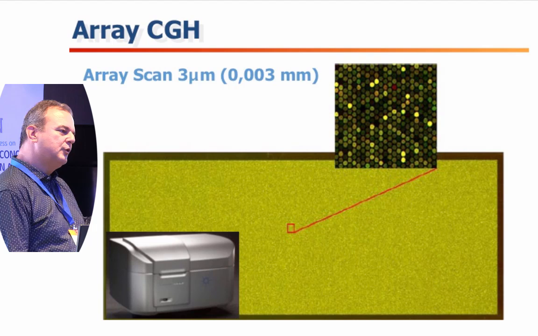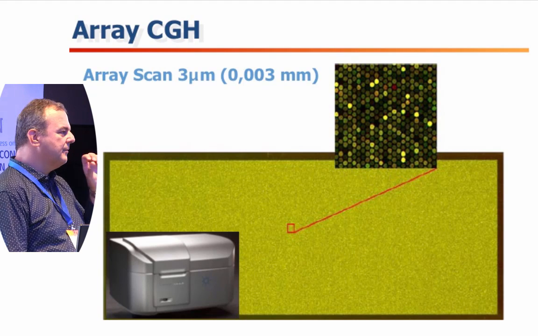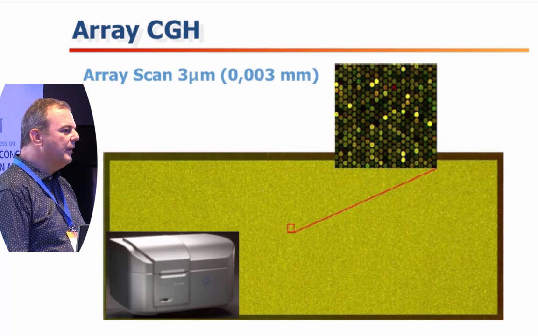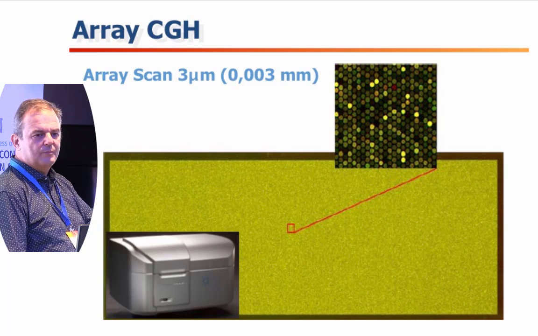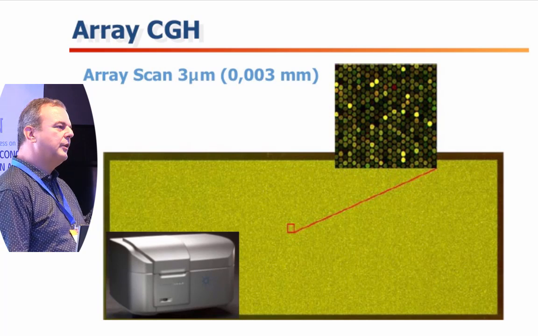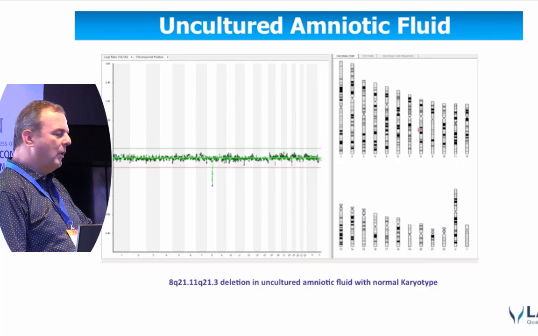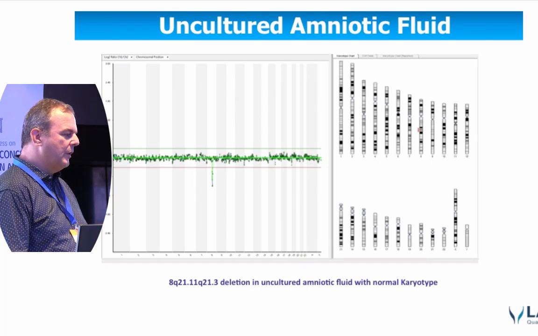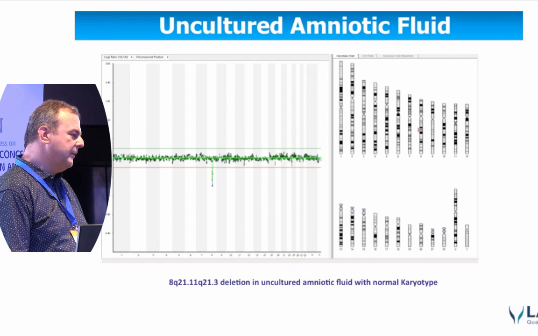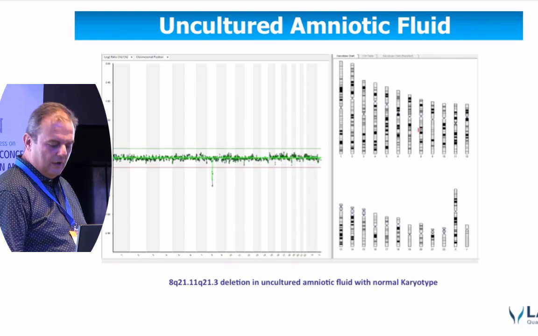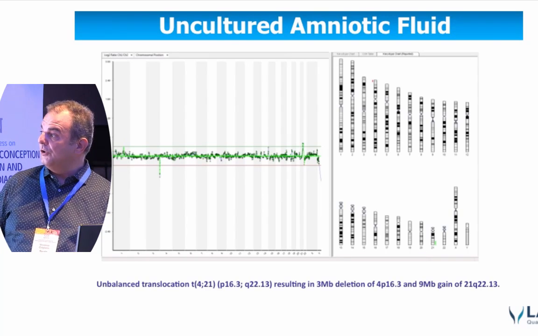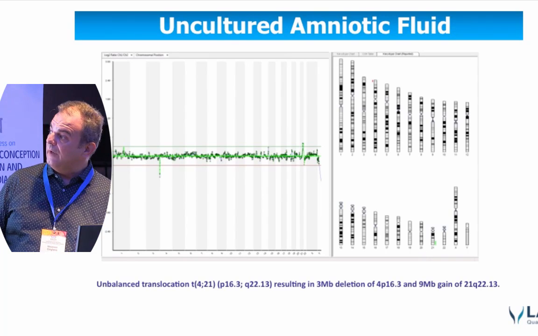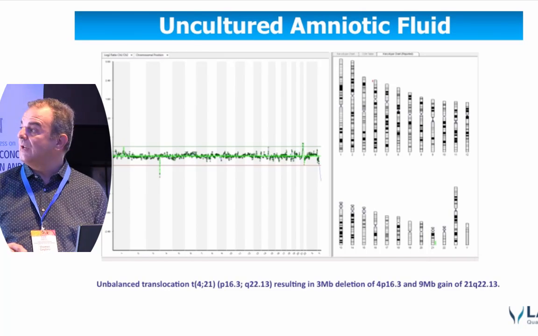So if you then scan the chip with a high resolution scanner, this means just take a high resolution picture, computer software on each individual spot, which is the probes on the chip, can measure the amount of red and green and give a plot like this. So this is a chromosomal microarray analyzing probes on the whole genome, DNA starting from an uncultured amniotic fluid. And you can see very easily, you can detect things like this small deletion here, or in this case a deletion and a duplication from an unbalanced translocation.